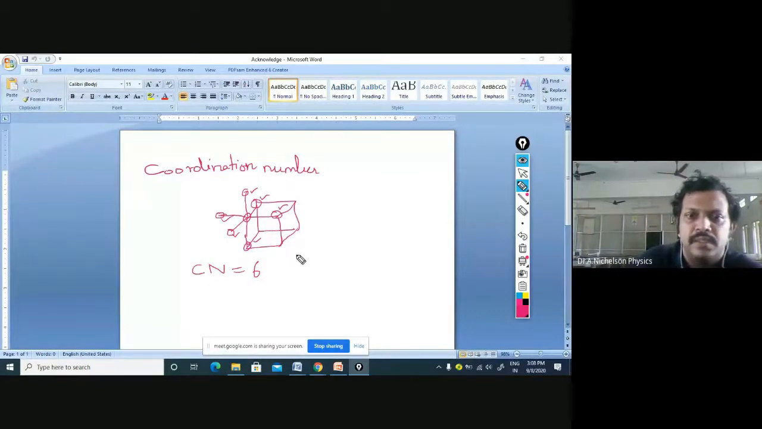So you just draw like this. No need to draw the cube, you can just draw these lines. In every x, y, z direction, and also the negative x, y, z direction, you have one atom nearby that particular atom. So that's why the coordination number is equal to 6, right?